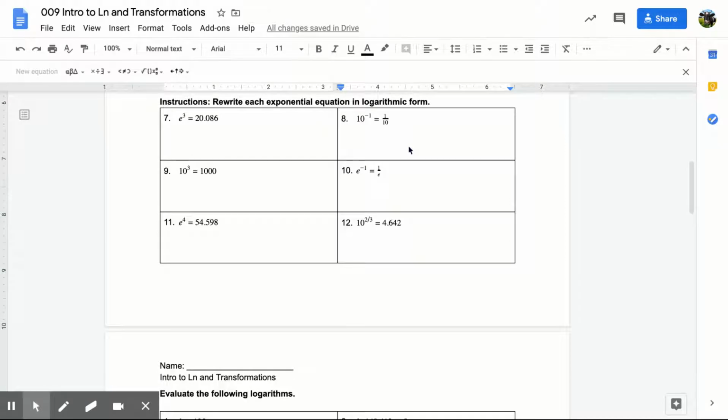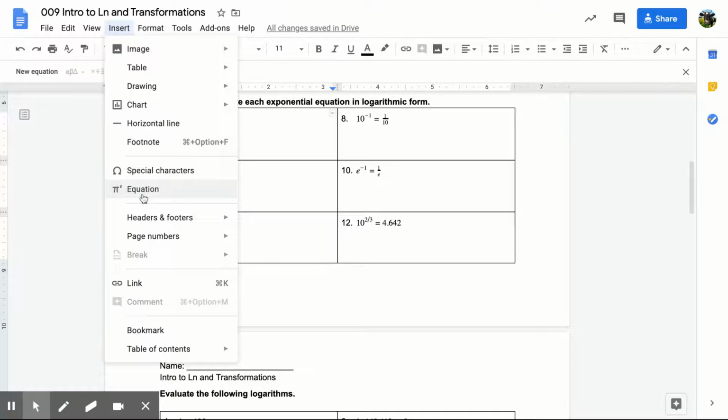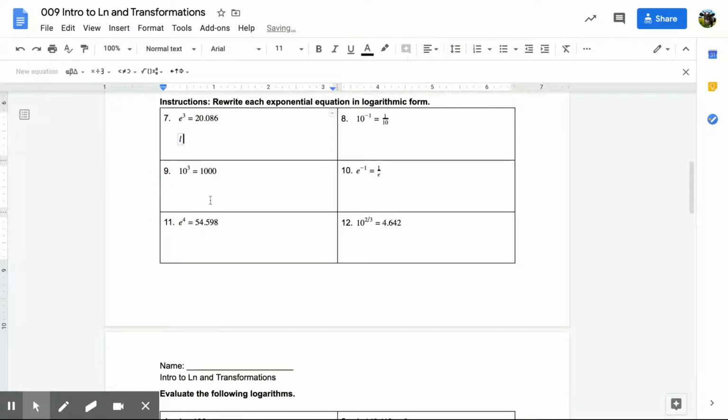Let's say I see something like number 7, and it says, here's an exponential equation. I want you to write it in logarithmic form. Well, the first thing that I notice here is that there's an e. That means that I'm dealing with a natural log here. Okay? So if I want to change this to logarithmic form, the first thing I'm going to type is LN, and again, that's because of the letter E. Here's what I do next.